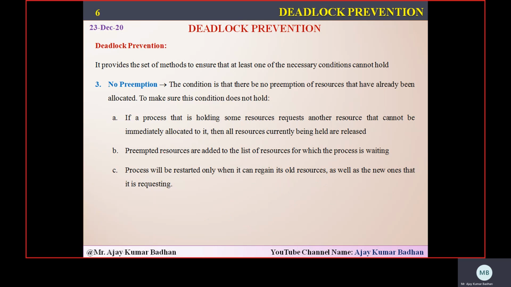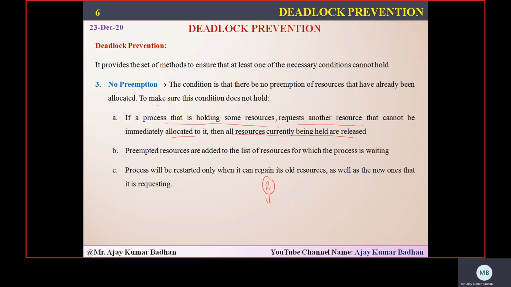Let's go through the statement. If a process that is holding some resources requests another resource that cannot be granted immediately, then all the resources currently being held are released. So for the process P1 which was requesting, whatever resources it is holding, we will simply release them.